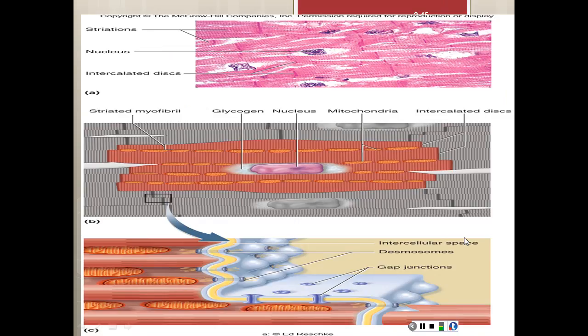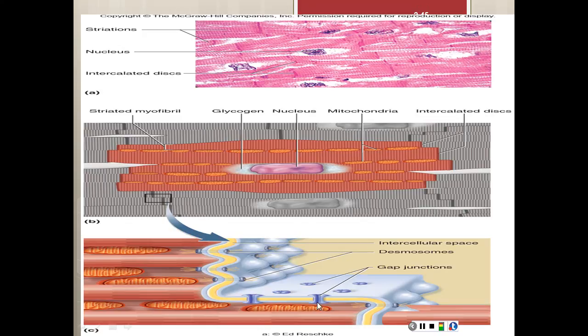Here are the cells. Here's our intercalated discs. And they do look like steps. And here is an example of our gap junctions and our desmosomes.